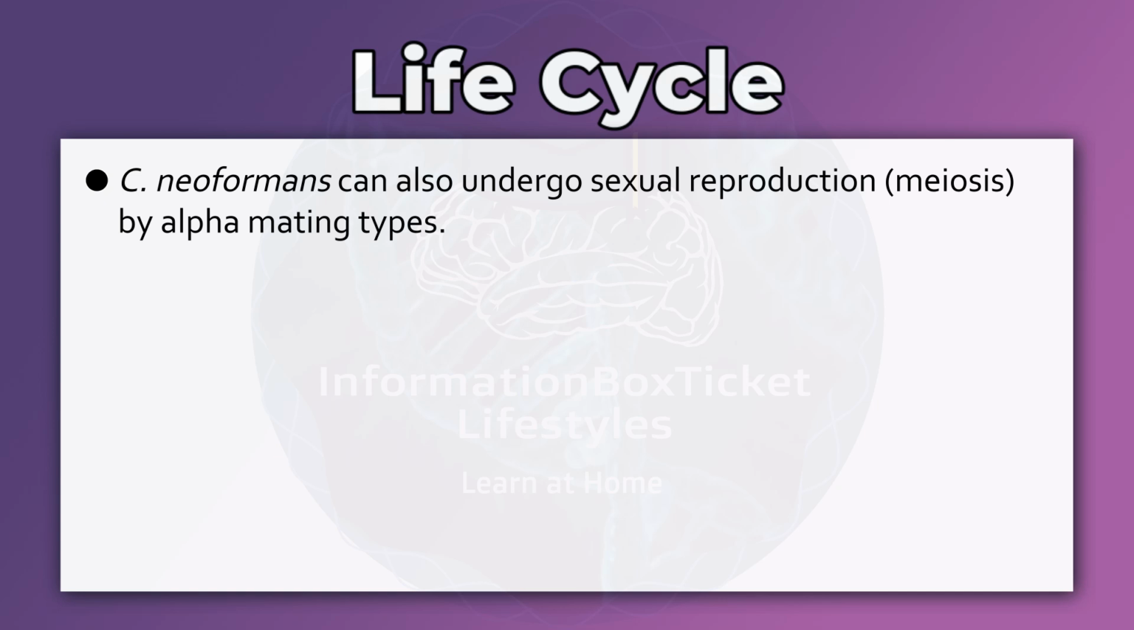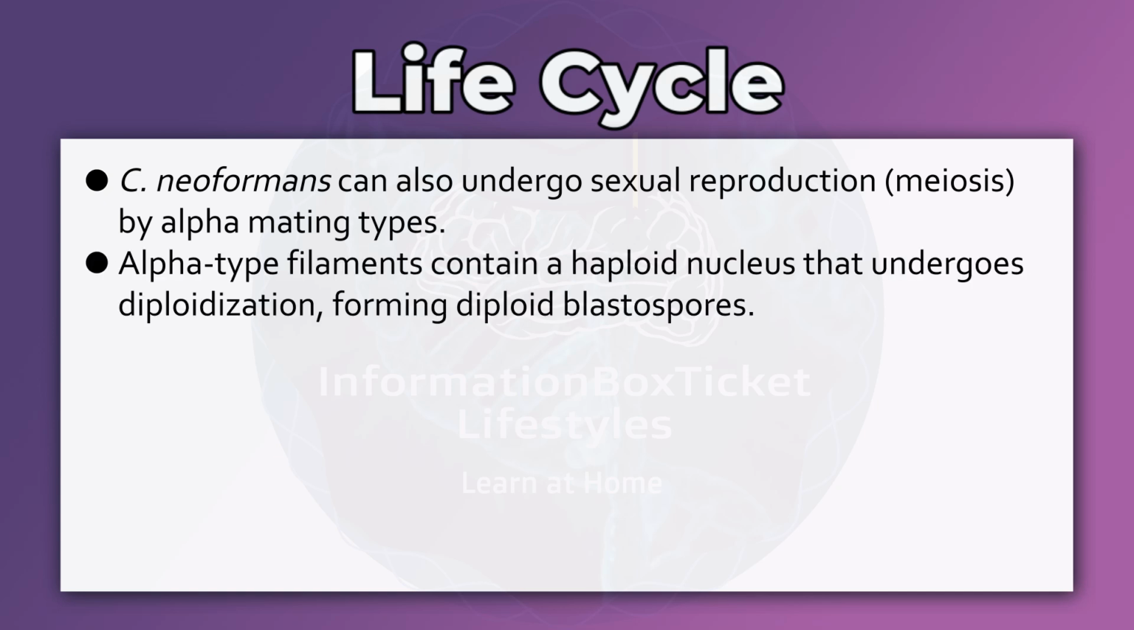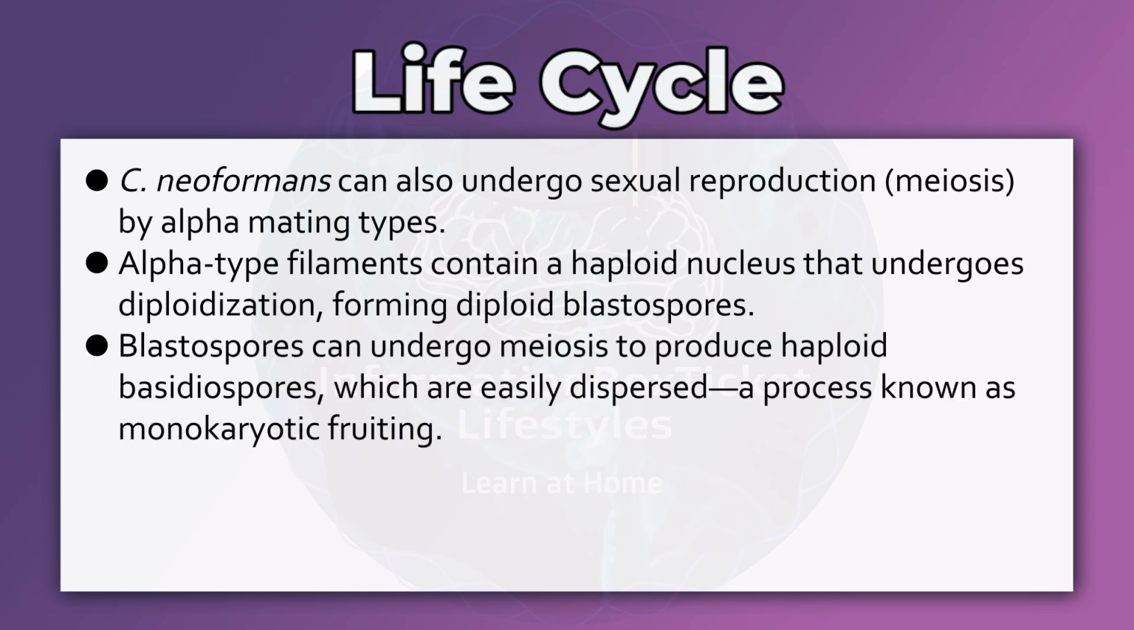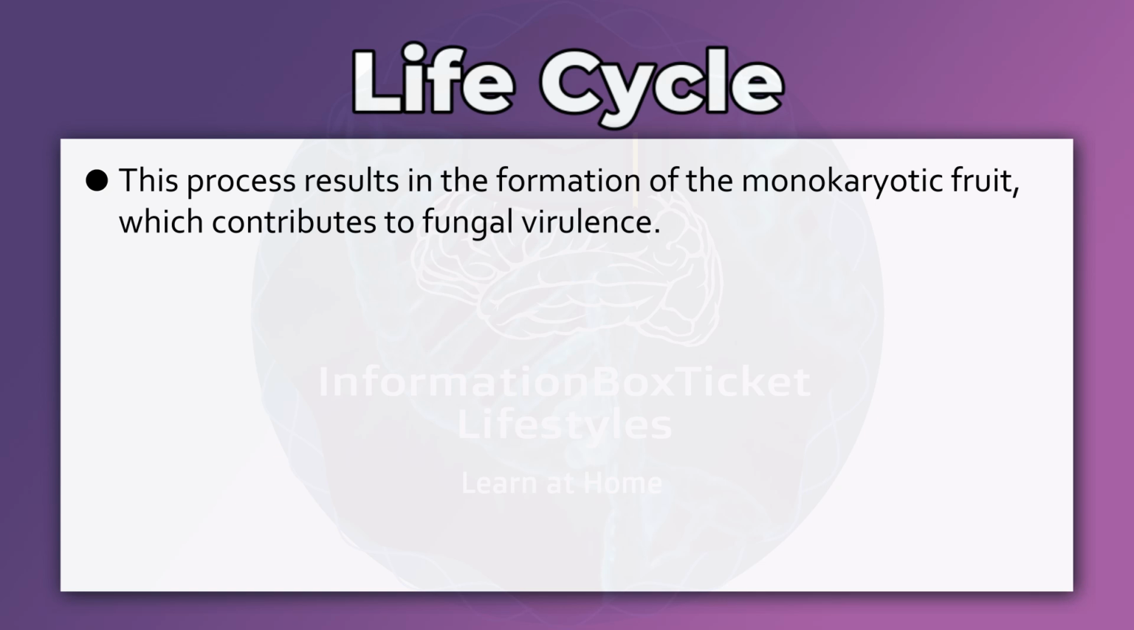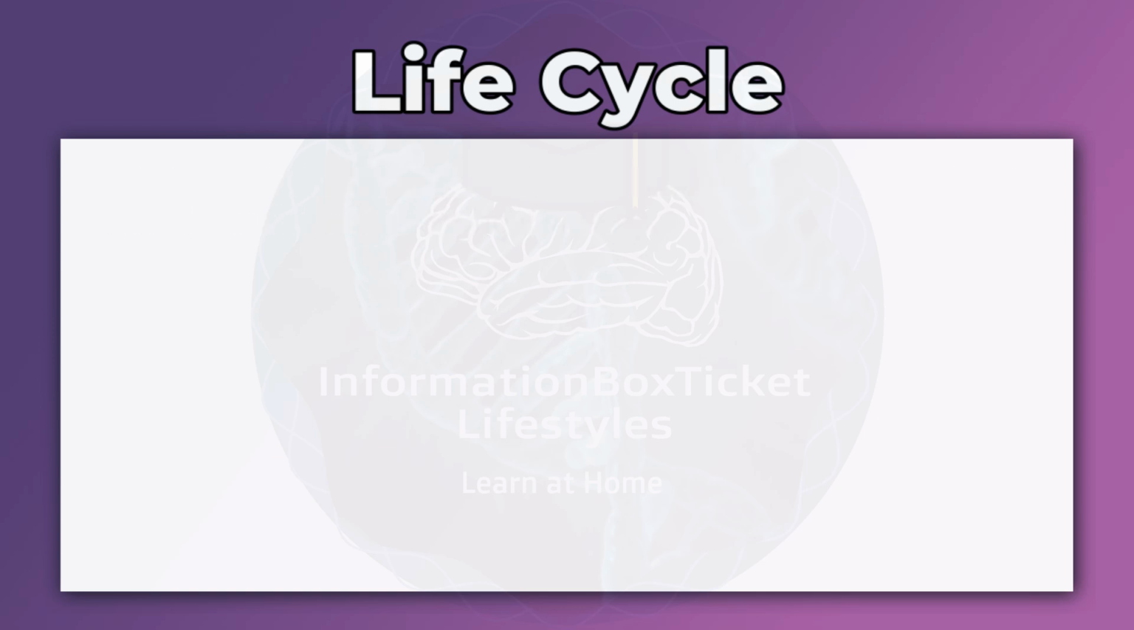Cryptococcus neoformans can also undergo sexual reproduction, meiosis, by alpha mating types. Alpha-type filaments contain a haploid nucleus that undergoes diploidization, forming diploid blastospores. Blastospores can undergo meiosis to produce haploid basidiospores, which are easily dispersed, a process known as monokaryotic fruiting. During meiotic reproduction, the fungus can also repair DNA damage caused by oxidative and nitrosative stress. This process results in the formation of the monokaryotic fruit, which contributes to fungal virulence.